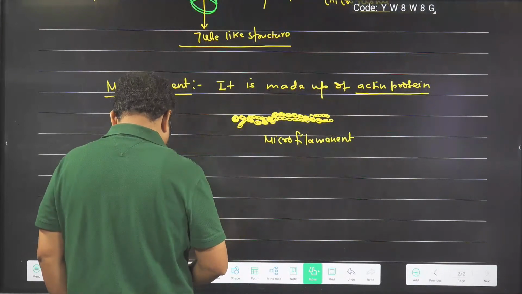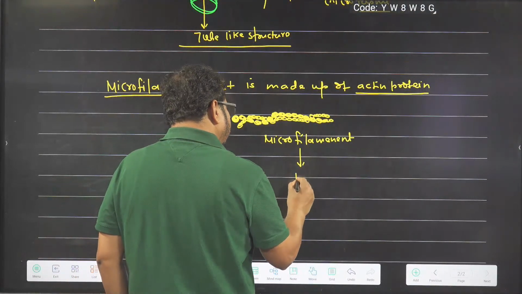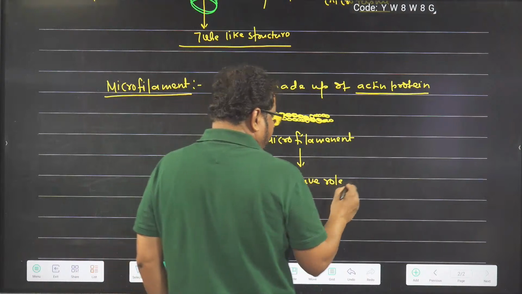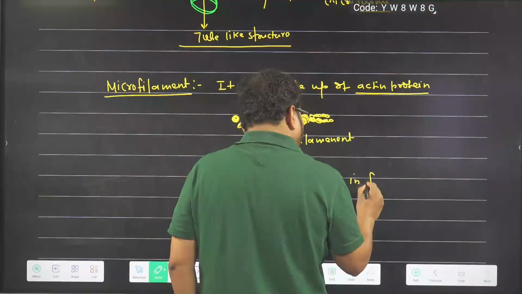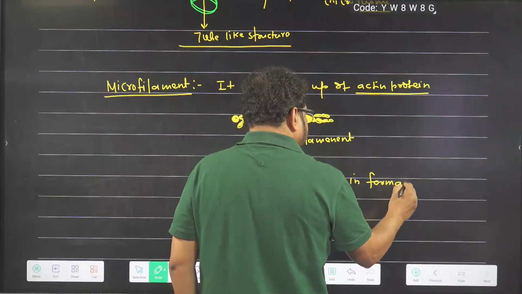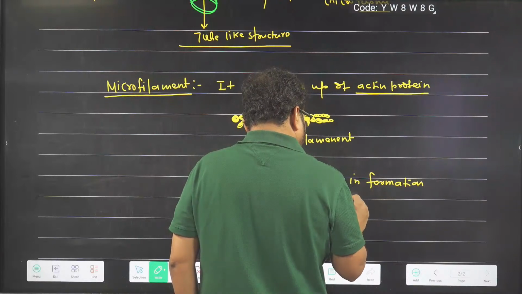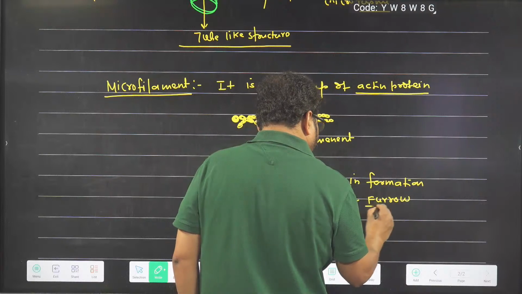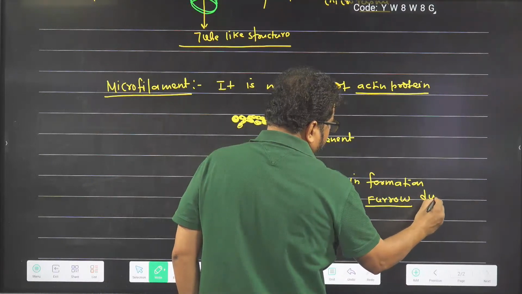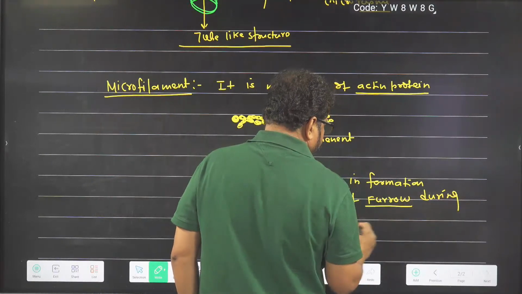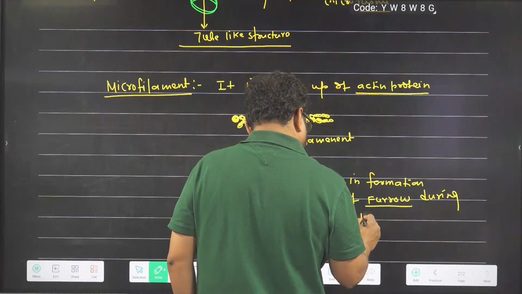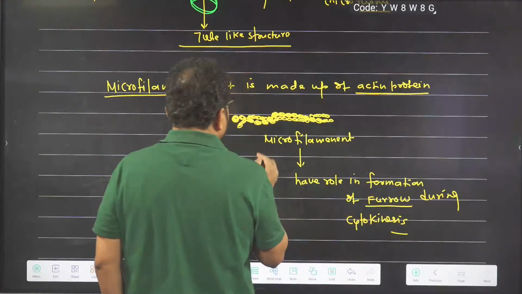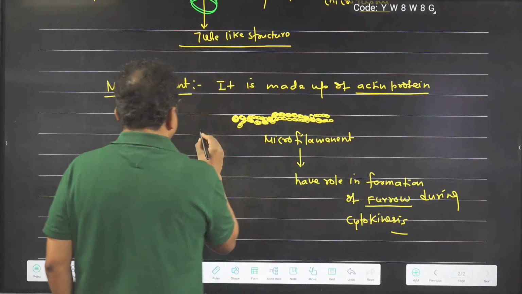Microfilament has a role in formation of furrow. What is furrow? You will understand later in a different chapter. During cytokinesis. And these actin proteins, so it is which one? It is a polymer of actin protein.